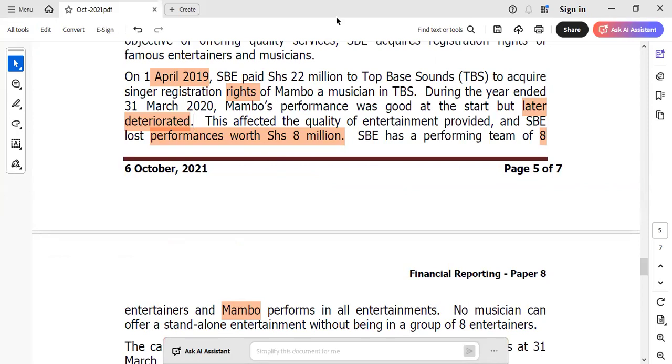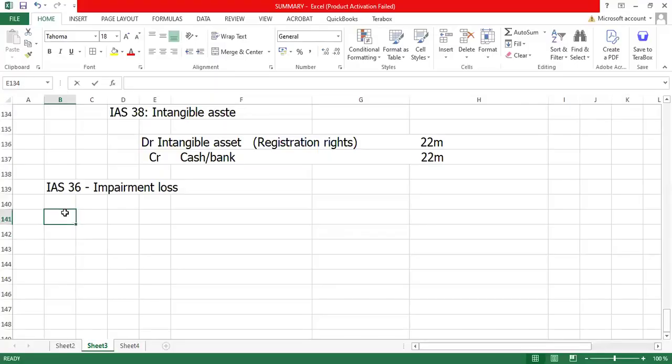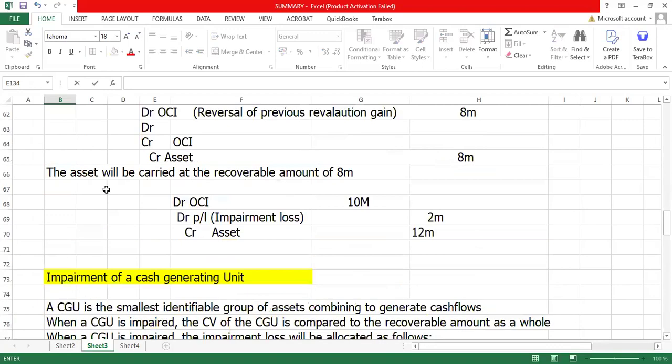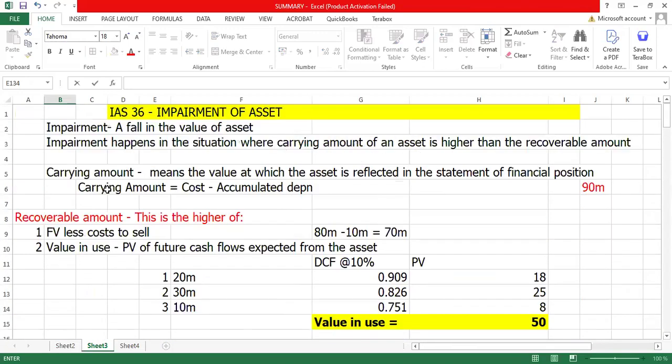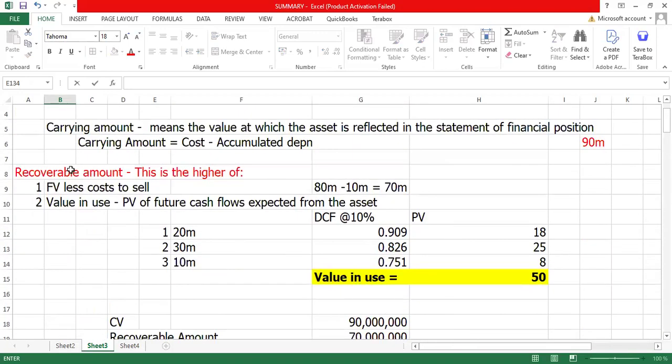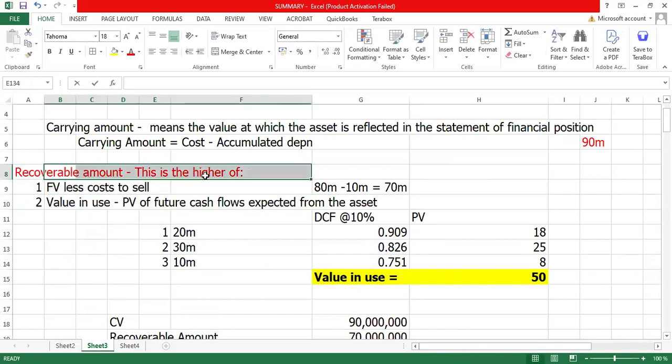So the recoverable amount. For you to know the recoverable amount, as I said at the start, you compare two things: the fair value less cost to sell and the value in use. Take the higher. The recoverable amount is the higher of these two.